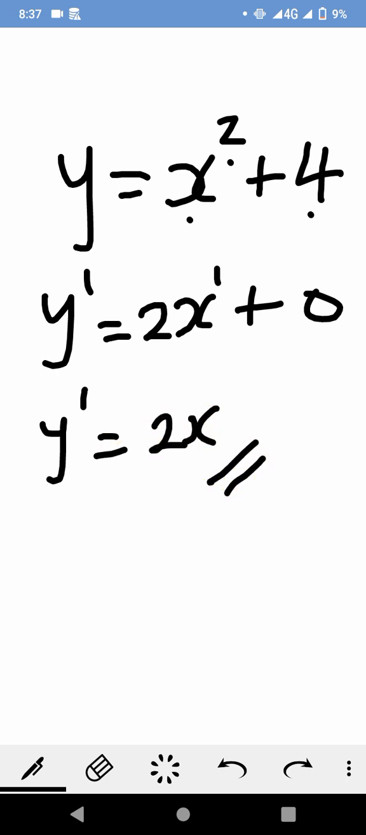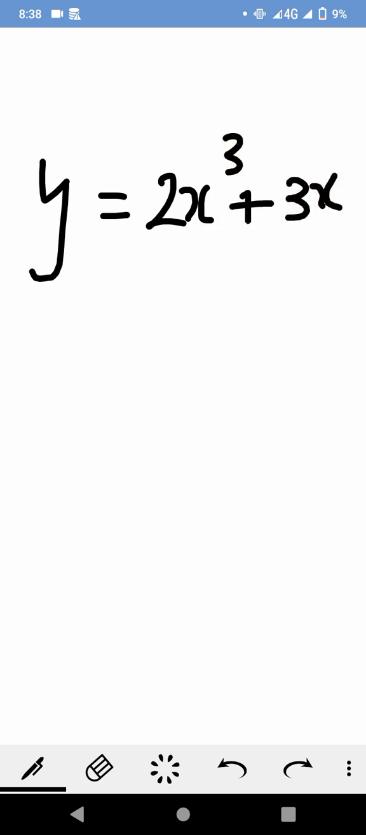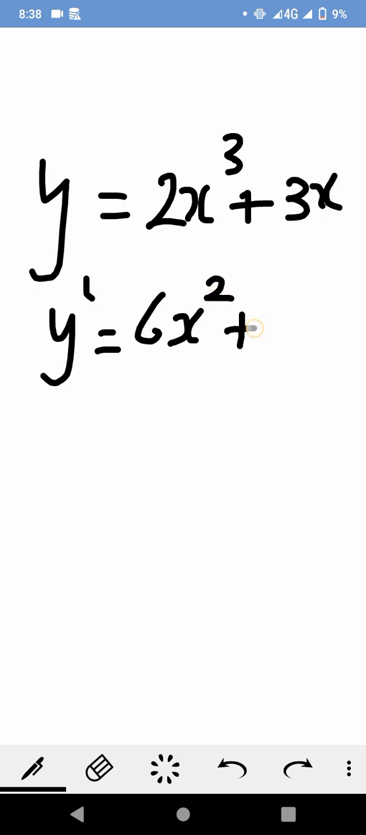What if we have y equals 2x raised to power 3 now, plus 3x? What would this be? Our y prime will be equal to, if we bring down the power, 3 times 2 will give you 6. We reduce the power 3 by 1, you have 2, plus x is carrying power 1. If you bring down the power, 1 times 3 will give you 3. If you reduce the power 1 of the x by 1, 1 minus 1 will give you 0. Anything raised to power 0 is 1. So we have 3 left there.